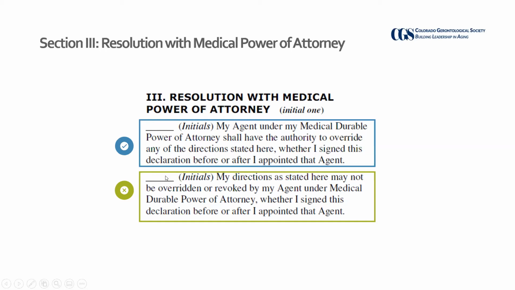Okay, this is where you're saying that your directions, as stated, cannot be overridden, they cannot be revoked by your agent under your medical durable power of attorney. So the two options here are completely up to you. It's once again, no right or wrong. It's just how you want things to look as far as your medical treatment at end of life.